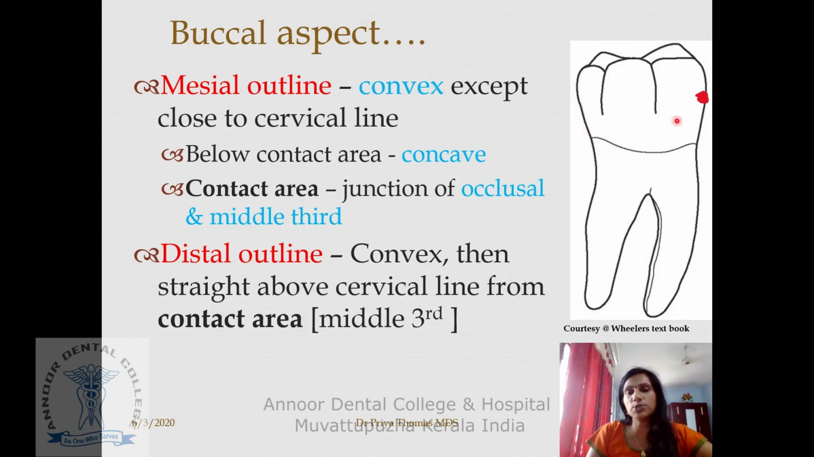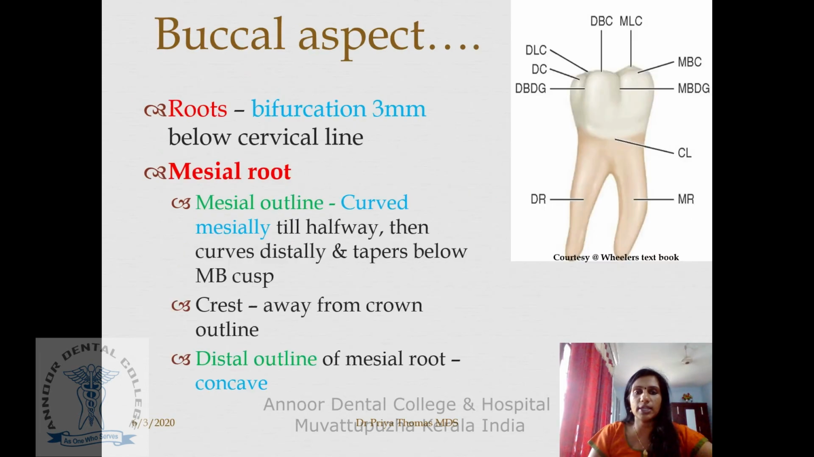it is convex till your contact area and then it is straight till your cervical line. So the difference between the outlines is that the mesial is convex and then concave, while the distal is convex and then straight from your contact area. And when you take the contact area on your mesial outline, it is actually present exactly at the junction of your occlusal and middle third. So it is present in the middle portion, that is at the junction of your occlusal third and your middle third. That is your contact area.